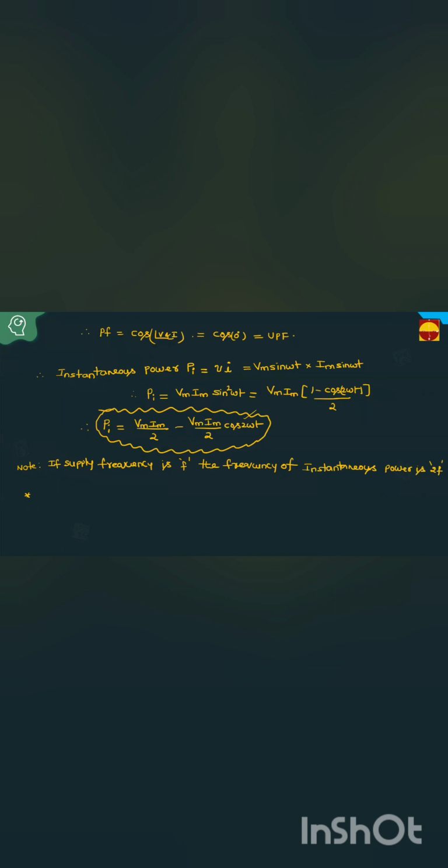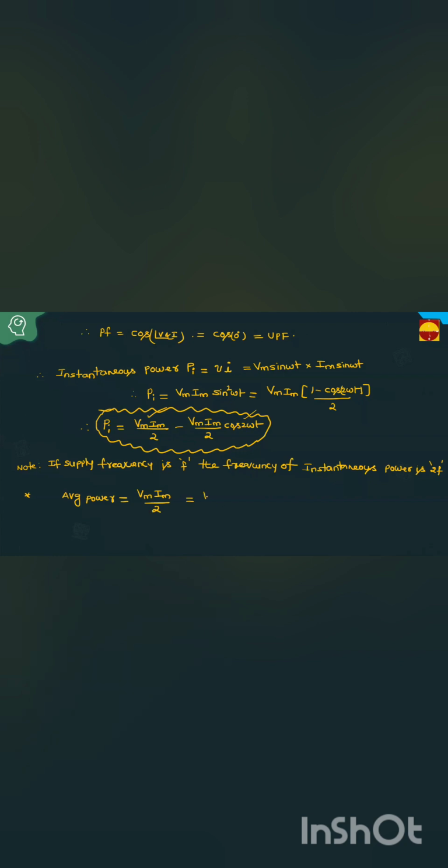You have to find the average power. What is the average power? One method to calculate average power is this: this constant indicates the average. This is constant, that is the average value. Then Vm Im by 2 is the average power.